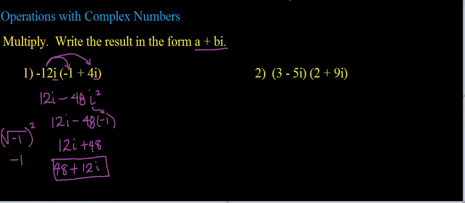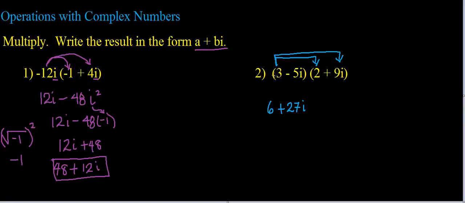Let's go ahead and do example 2. For example 2, I have a complex number times a complex number. So we're going to use FOIL, just like if we had two binomials in a product. We're going to multiply 3 times 2, that gives you 6. Then we're going to take that same 3 and multiply it times 9i. That's going to give you 27i.